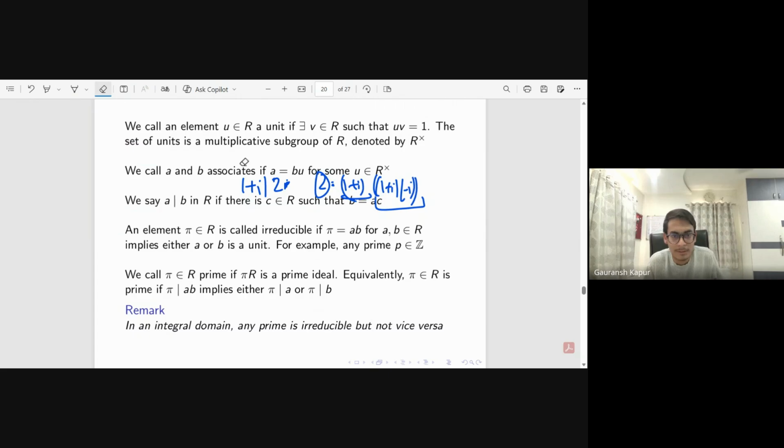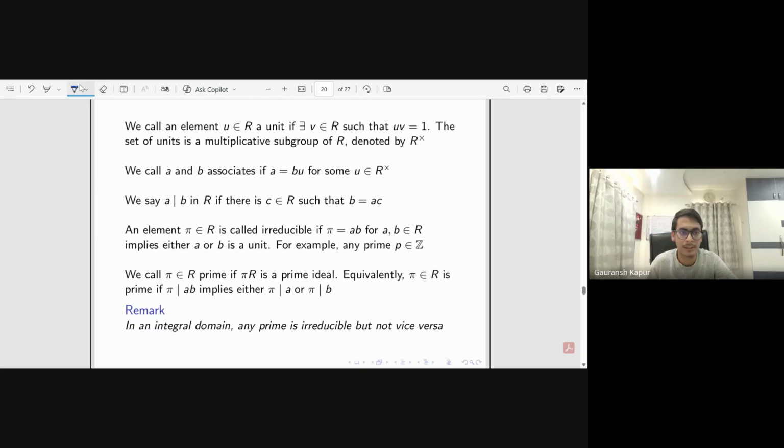And an element is called irreducible if we cannot break it down. What that means is if pi is ab for some a and b in R, then either a or b must be a unit. For example, any prime in Z, right? Because if you try to write a prime number as a product of two integers, then of course one of those must be plus or minus 1. Okay. And we call pi prime if pi times R is a prime ideal.